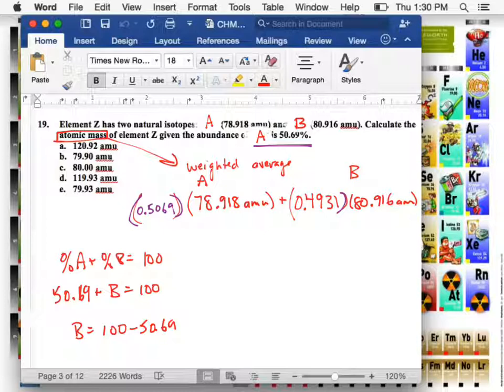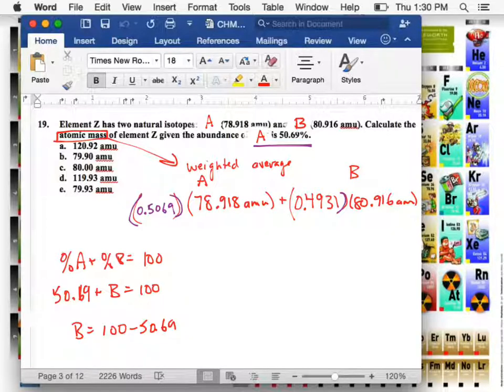Well, if you're not confident in your calculations, is there a way to do it without doing a bunch of calculations? Yes, there is. You can effectively eyeball it. If we're going to take the average, where does it need to be? Between A and B. That's the point of an average. So my average can't be lower than 78.9 and it can't be higher than 80.9.